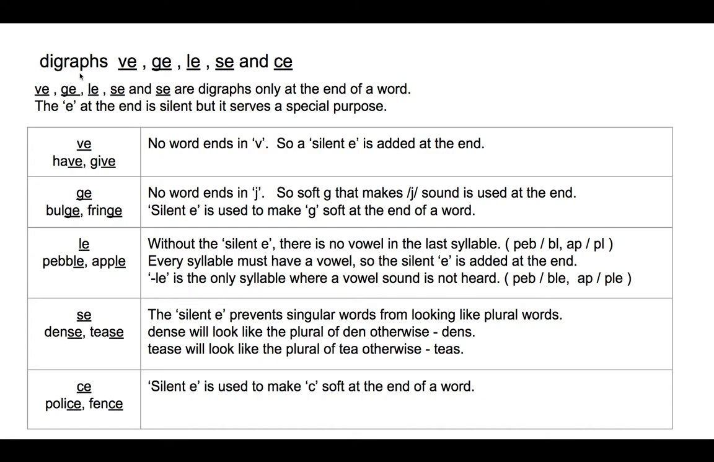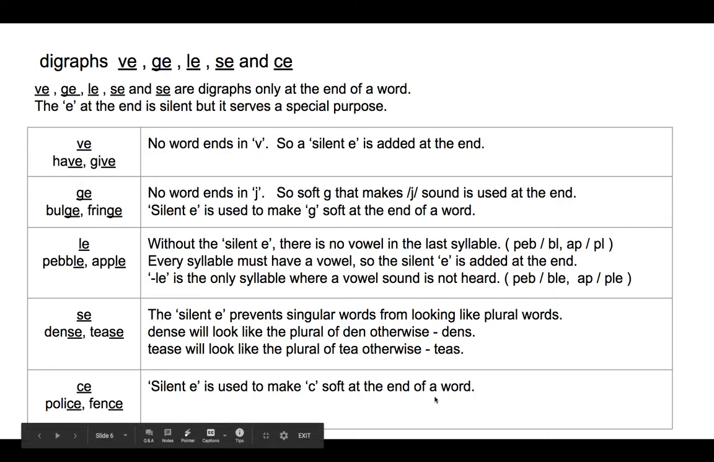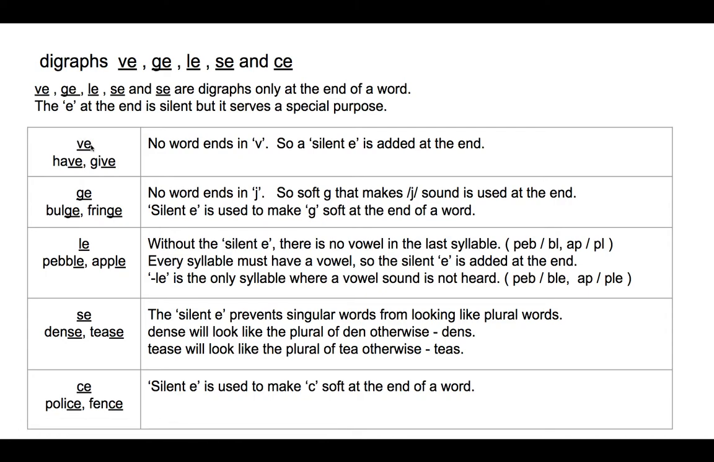Now let us see the digraphs VE, GE, LE, SE and CE in detail. These are digraphs only at the end of a word. The E at the end is silent, but it serves a special purpose. So let us see the special purpose of E for all of these digraphs. The digraph VE makes the sound v, have, give. No word ends in V in the English language, and so a silent E is added at the end.